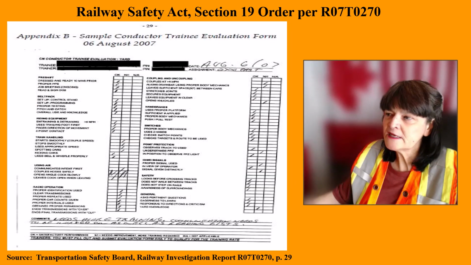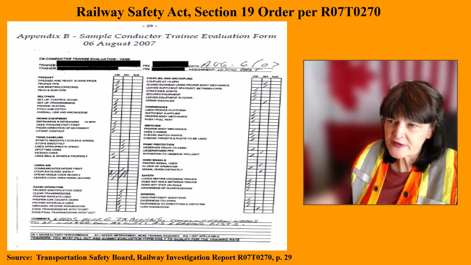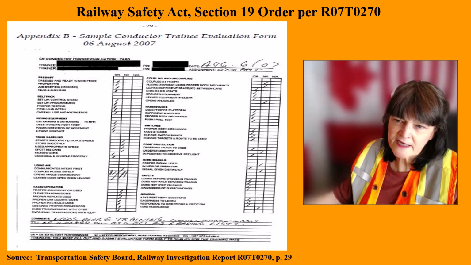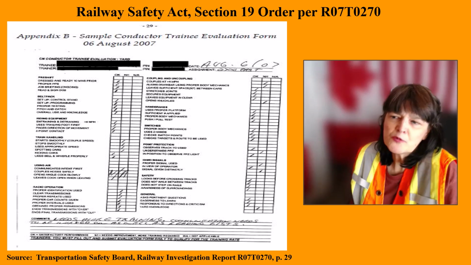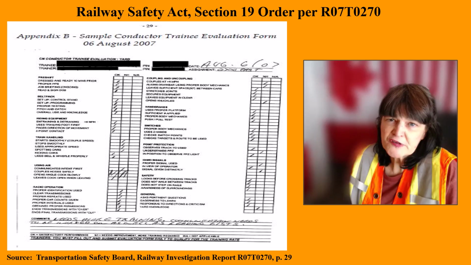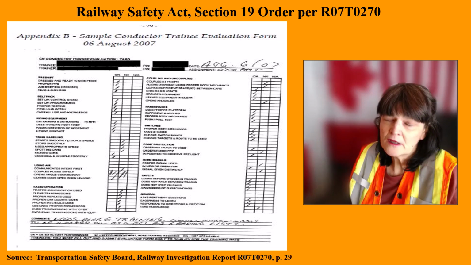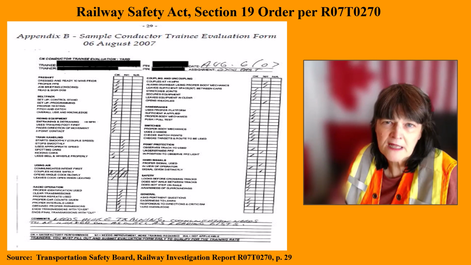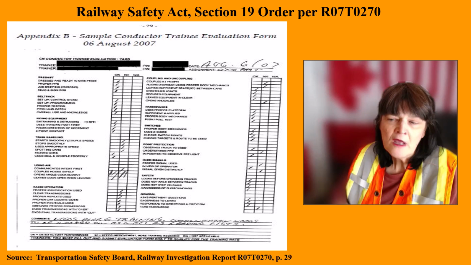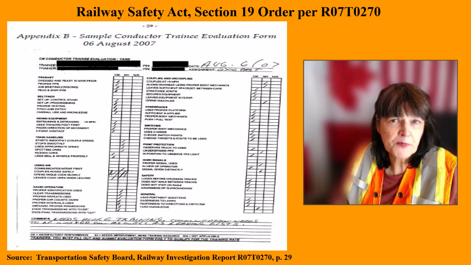Okay, so again, on this same railway investigation report, this is the next page, page 29, and this just gives you a sample conductor trainee evaluation form. Basically, the procedure is that every time a conductor trainee goes on a trip, whether he or she is working in a yard or on the rail lines between terminals, whatever, the supervising conductor is supposed to complete an evaluation form.